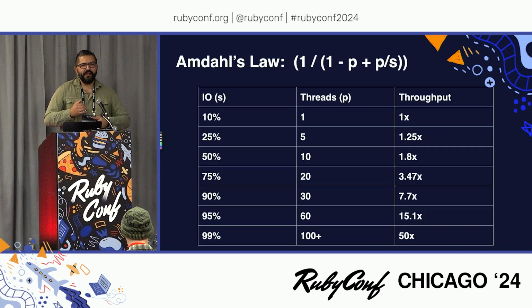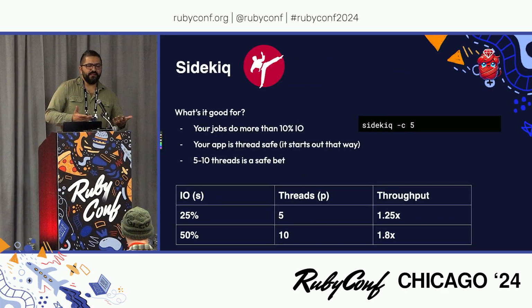As you get really, really high, that might be something more like you're making just tons of API calls or WebSockets or something like that, but you can get a lot of thread benefit out of that point and a lot more throughput. So what's Sidekiq good for? I mean, you're probably using Sidekiq right now, so you probably know what it's good for, but for jobs that operate with more than 10% I/O, your app is thread safe, which most apps start out that way, so just try to keep them that way. And when you're using Sidekiq, 5 to 10 threads is a safe bet.